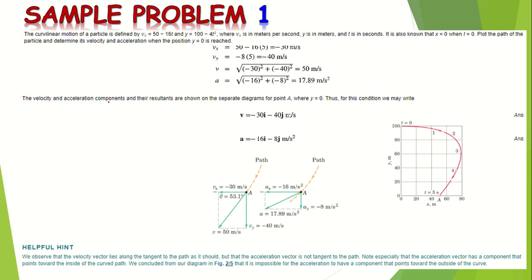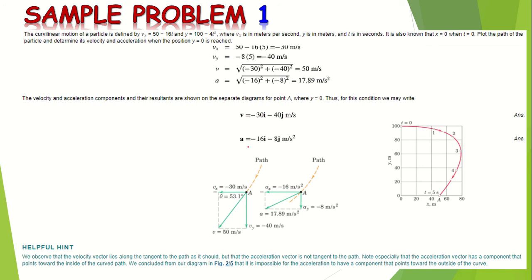The velocity and acceleration components and the resultants are shown on the separate diagram for point A. Now, this is our point A, where y is equal to 0. That's the condition we may write. So we have here the velocity in terms of vector components. This is our Vx, which is equal to negative 30. Then we put i, minus this value here, negative 40 j, meters per second. So in terms of vectors, this is our representation.